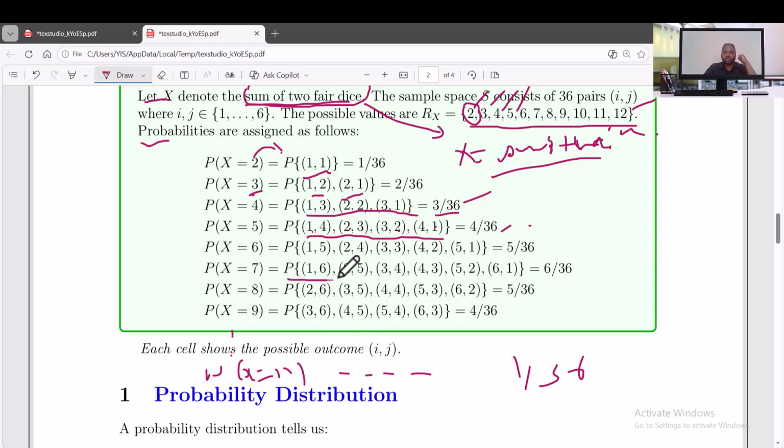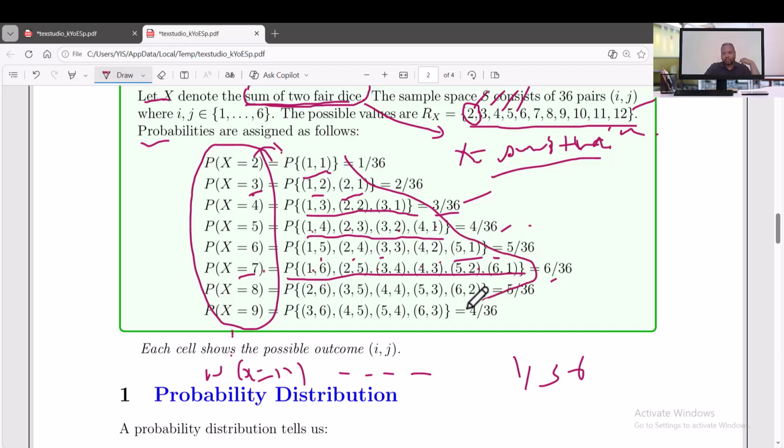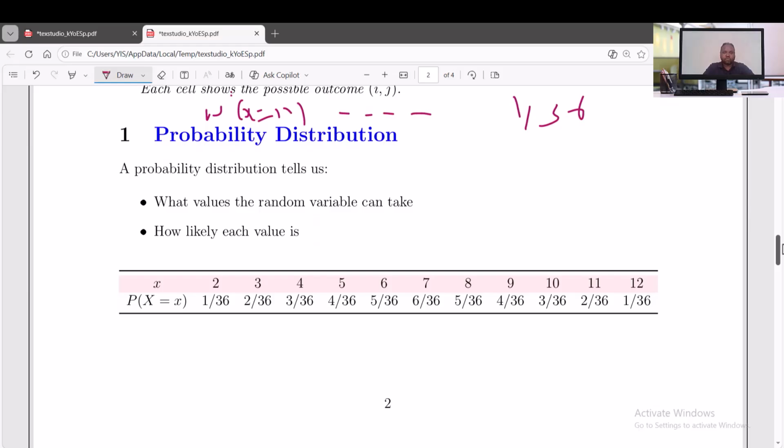Here is the highest number of favorable outcomes. How many favorable outcomes have a sum of 7? These are 6: 1, 2, 3, 4, 5, 6. So the probability is 6 over 36. Therefore, this set of values with their probabilities is a probability distribution. We can see it from this one.